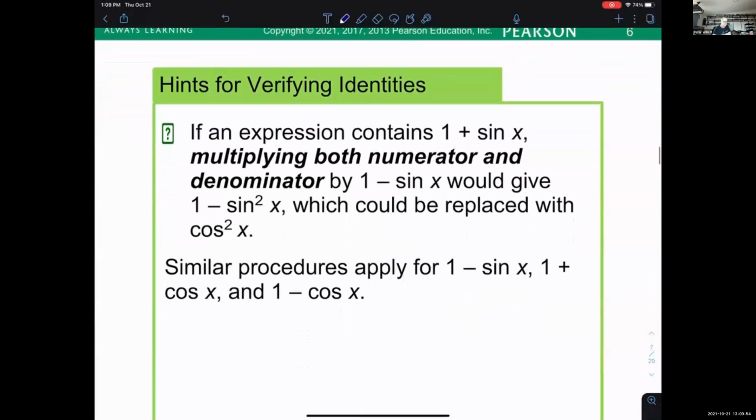Another hint. If an expression contains 1 plus sine x, so this is a very specific hint because this is something that works when you do this regularly. If an expression contains 1 plus sine x, multiplying both numerator and denominator by 1 minus sine x would give you 1 minus sine squared x, which could be replaced with cosine squared x. Similar procedure could be used for 1 minus sine x, 1 plus cosine x and 1 minus cosine x.